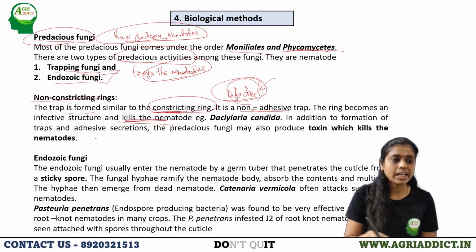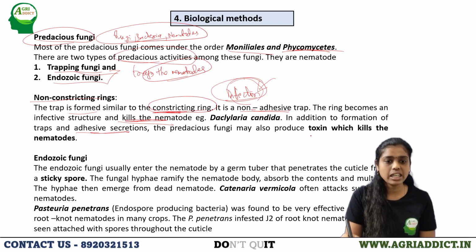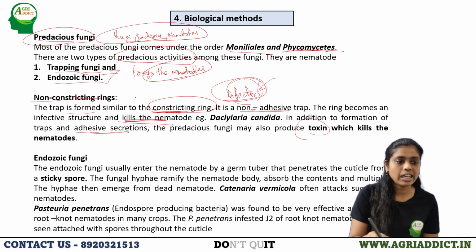Also the hyphae present in the fungi may easily trap the nematode. And these also secrete some adhesive secretions which are very toxic to the nematodes and kill them. This mechanism happens in trapping fungi. And next is endozoic fungi. Endozoic means inside. It will enter inside the nematode.